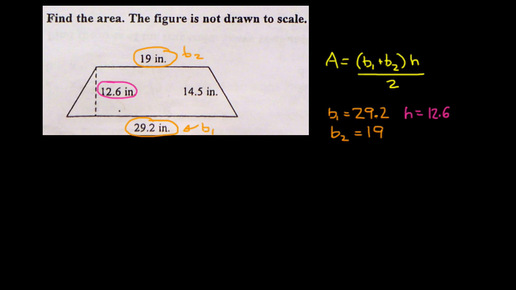All right, so now it's time to do our work. Area equals base 1, 29.2, plus 19. Close the parentheses and make sure you add those together first before you multiply by the height, which is 12.6. And then once you have all those calculations done, divide by 2.